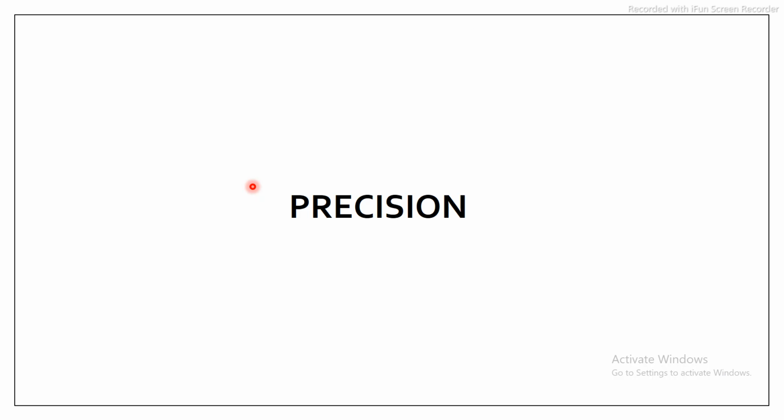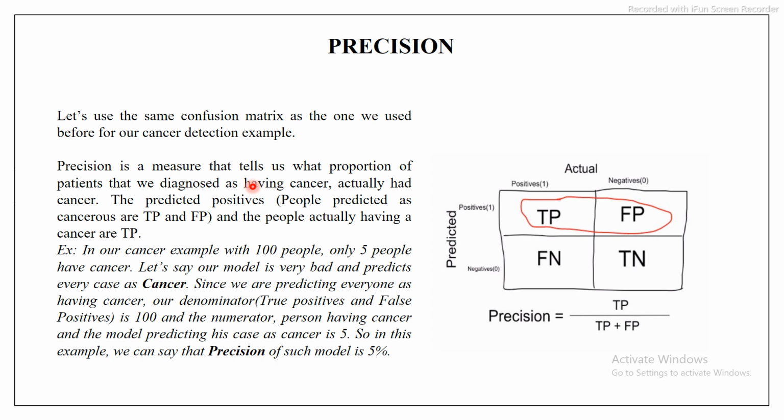Coming to precision, how precise your model is. In precision, let's use the same confusion matrix as the one we used before in our cancer example. Precision is a measure that tells us the proportion of patients that actually have the disease, out of those predicted as positive. Let's say in place of cancer, if you say COVID, you can relate to it.